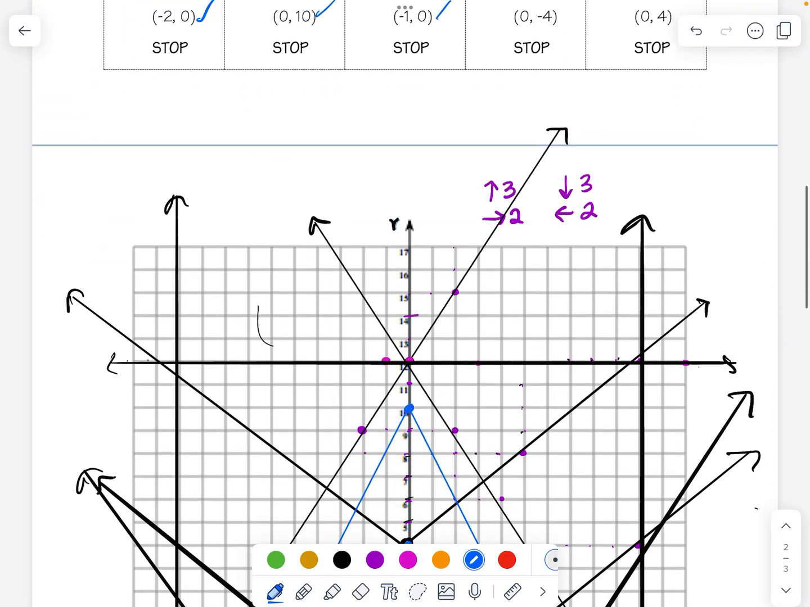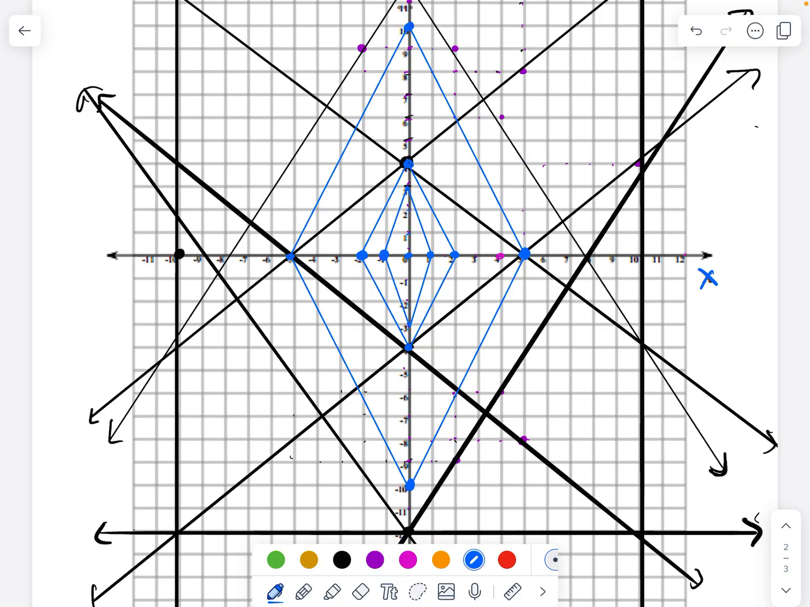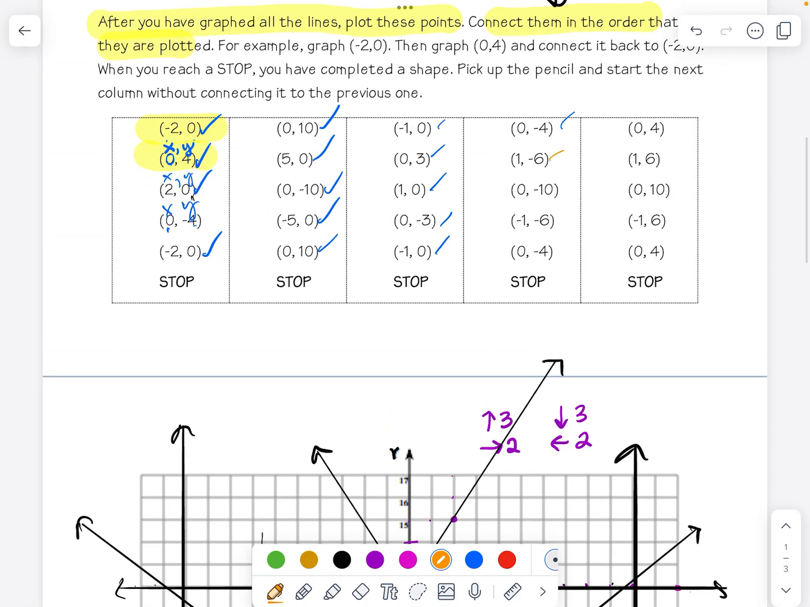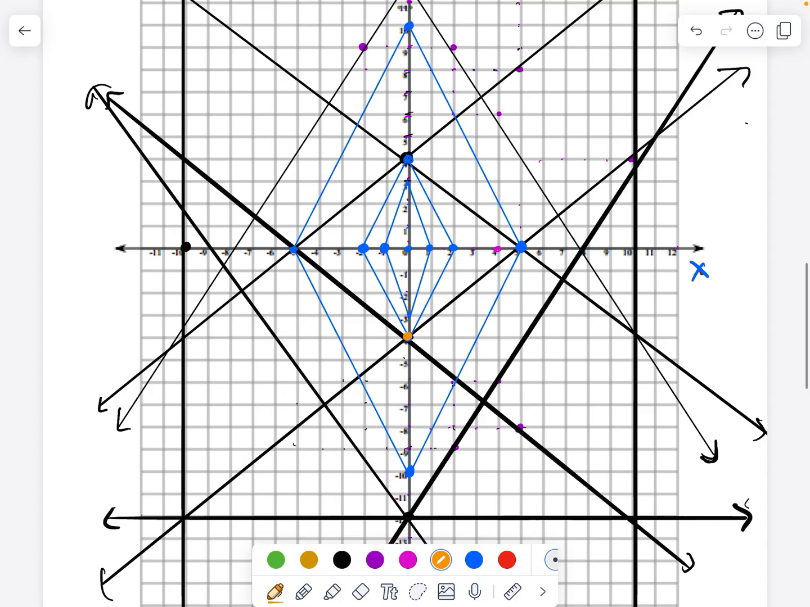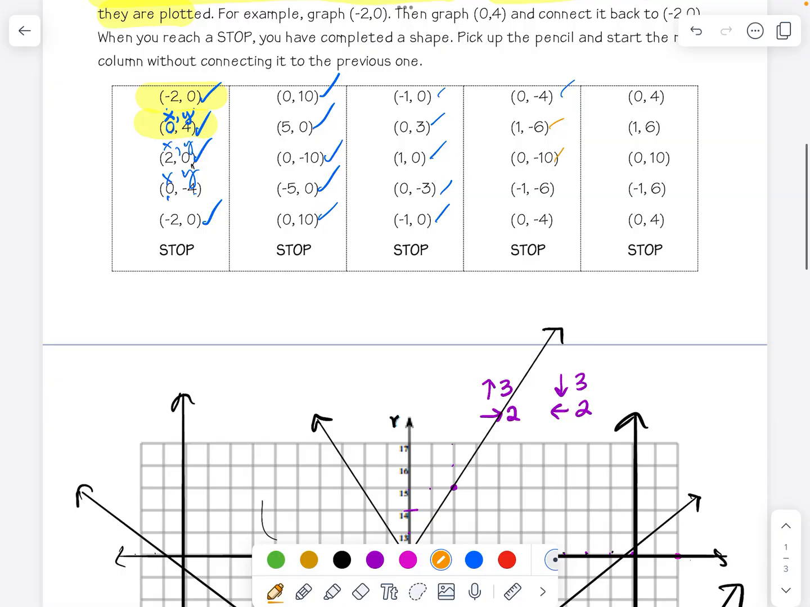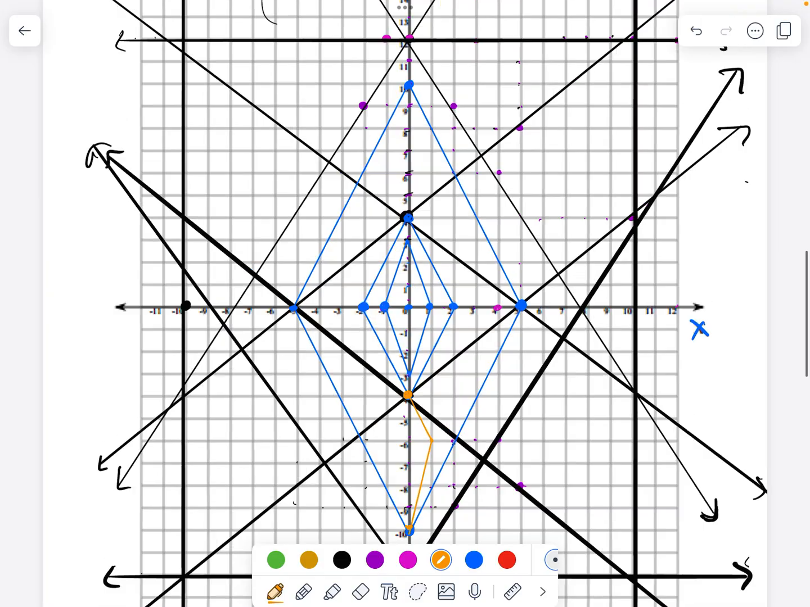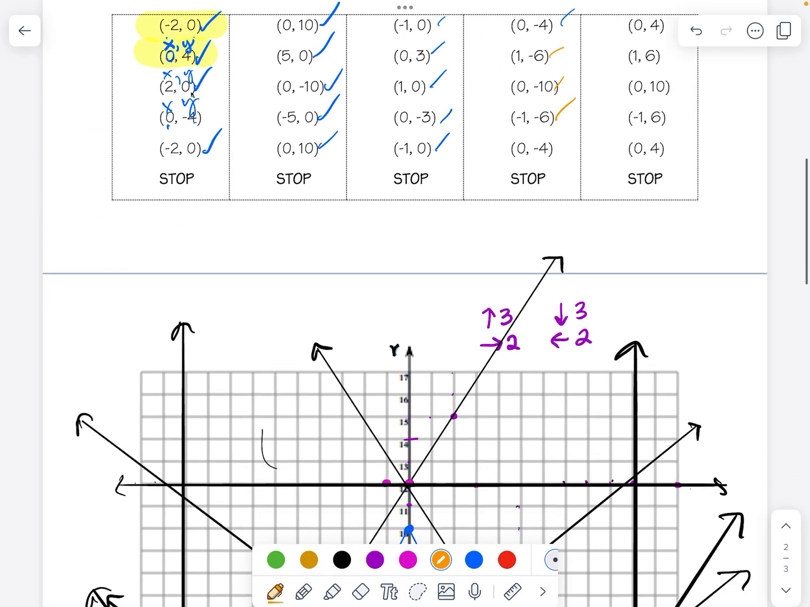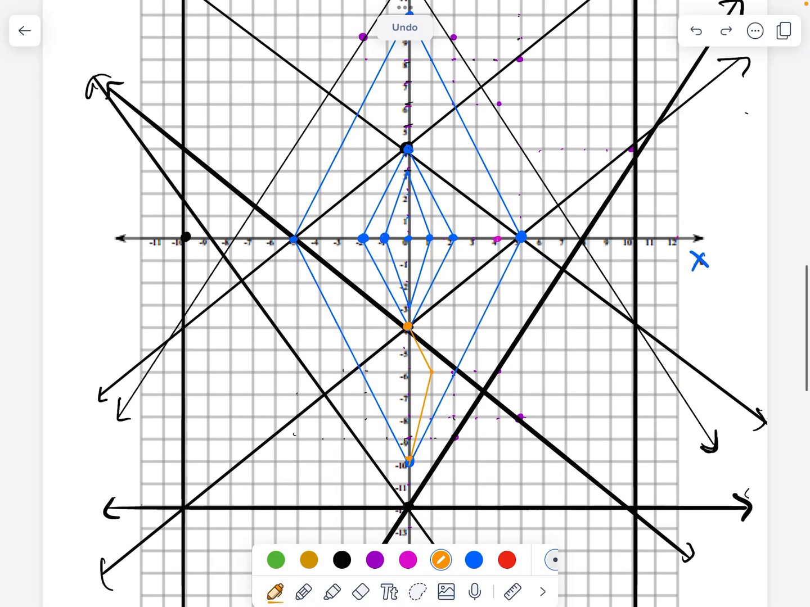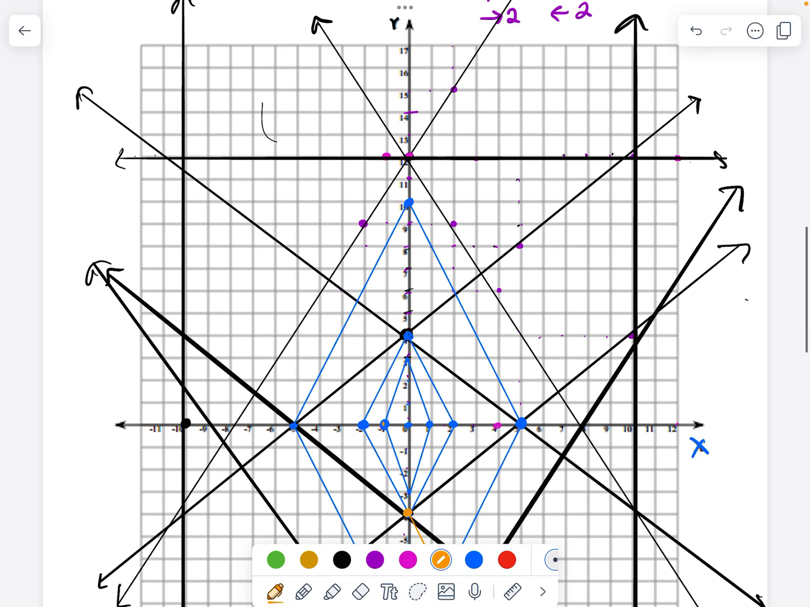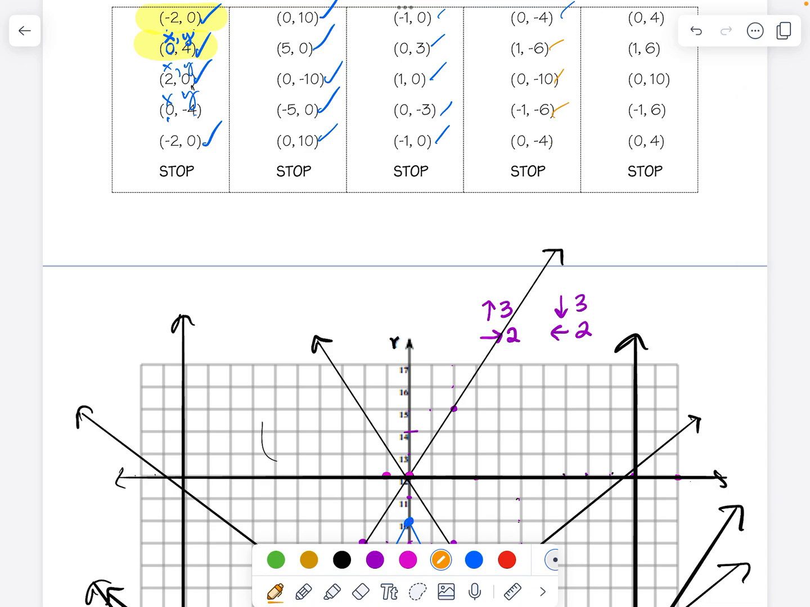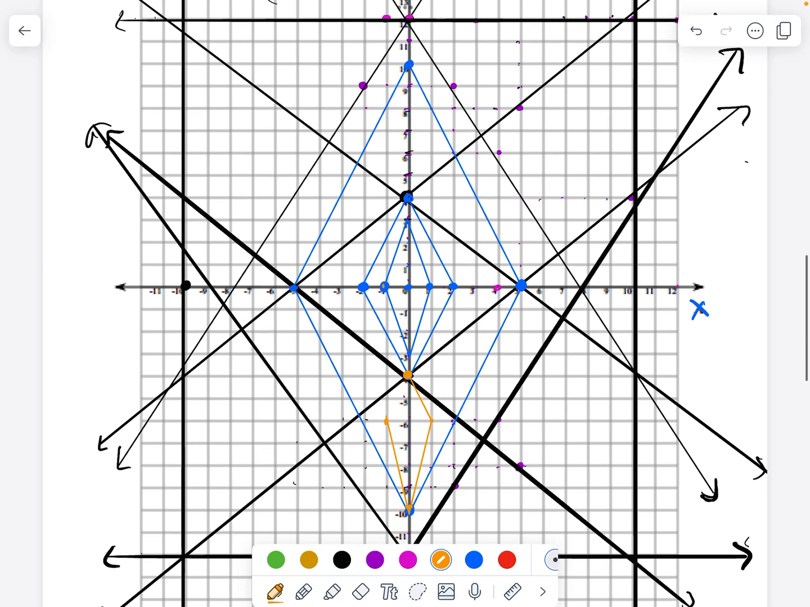Last one, 0, negative 4. I'll use orange to show this. 0, negative 4. We're here. 1, 6, over 1 down 6. We're here. 0, negative 10. Down here. Negative 1, negative 6. Negative 1 over 1, down, negative 6. So you see it's making it very symmetrical. And 0, negative 4. Back to our starting point.